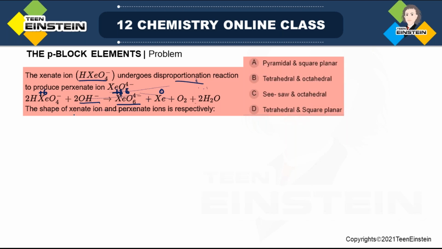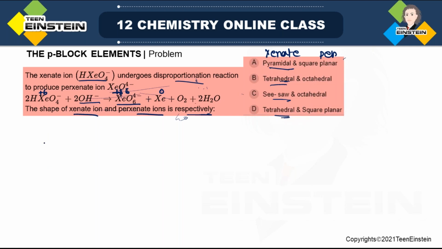So the question is to find the shape of the xenate ion and the perxenate ion. Here we have options, and they are given respectively, that means the first one will be for xenate and the second one for perxenate. Now if you solve any one of these ions, say xenate, because for xenate all 4 options are different, sorry, these 2 are same. But if you find xenate among these, pyramidal or seesaw, then the second one you don't have to solve. You can easily understand which option will be correct.